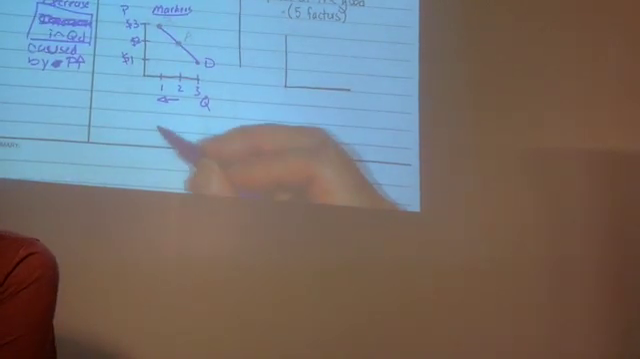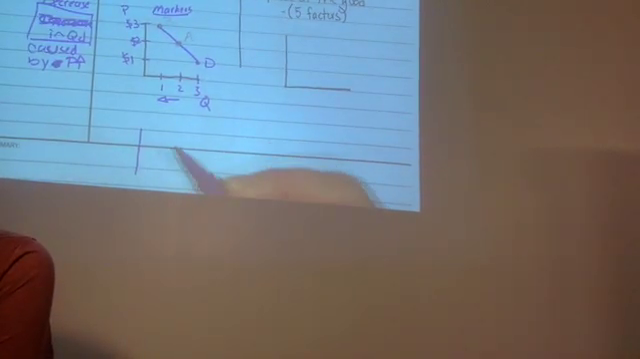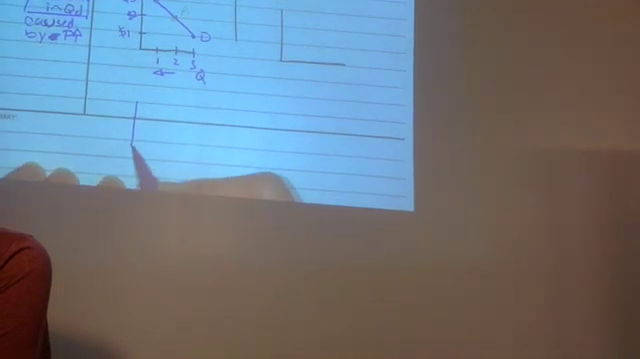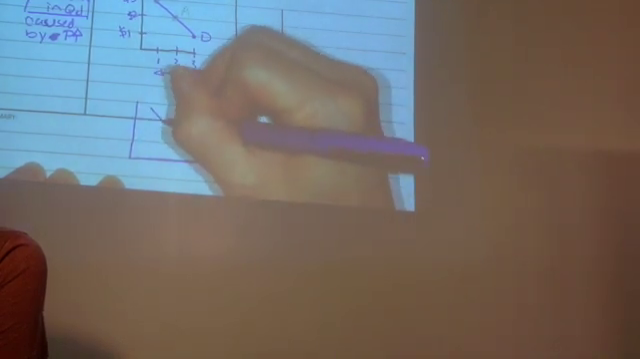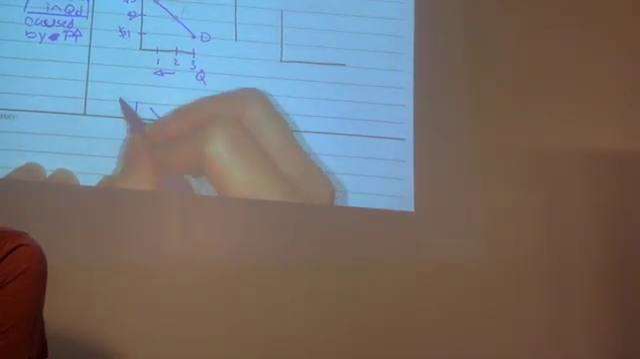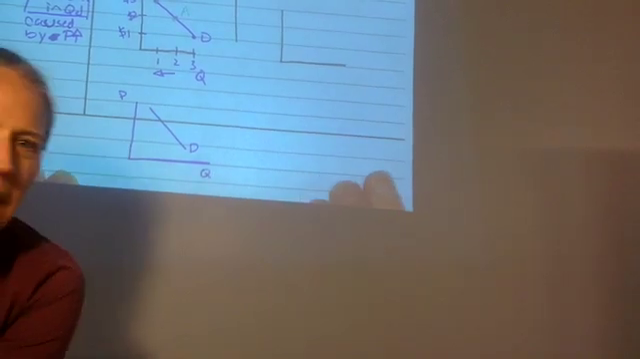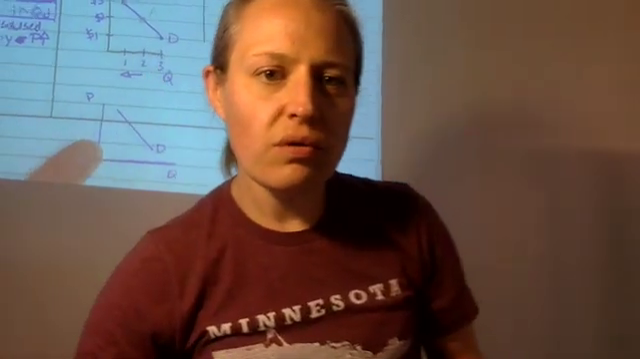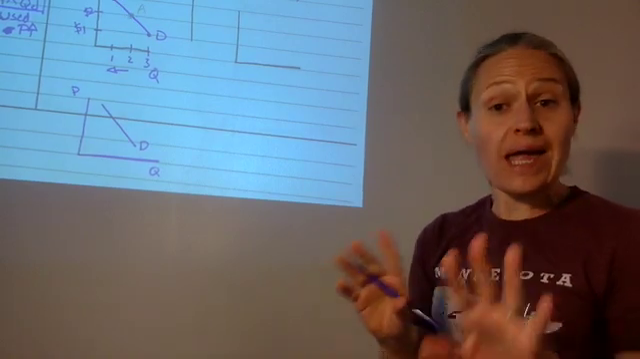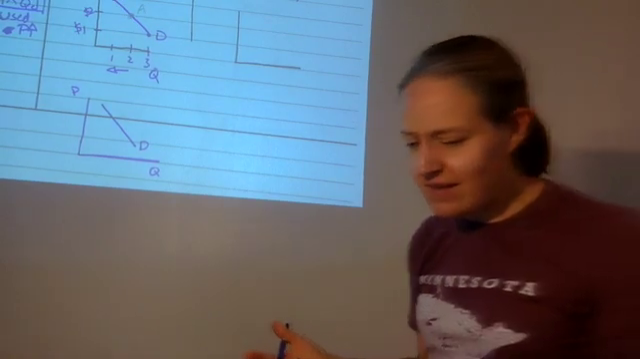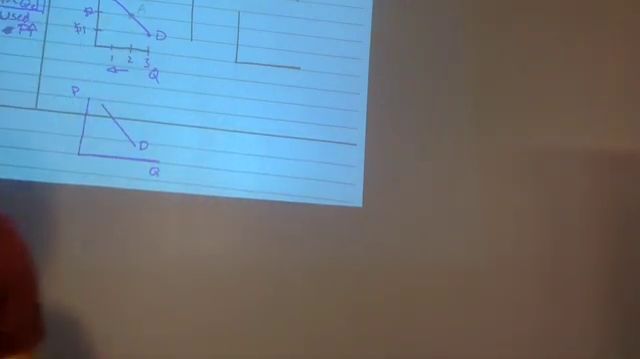Now, let's draw another graph down here. And let's draw in our demand curve, our price, and our quantity. But on this one, we don't even need to write in the numbers. Okay, we sure can, but we're just going to say that the price went down.